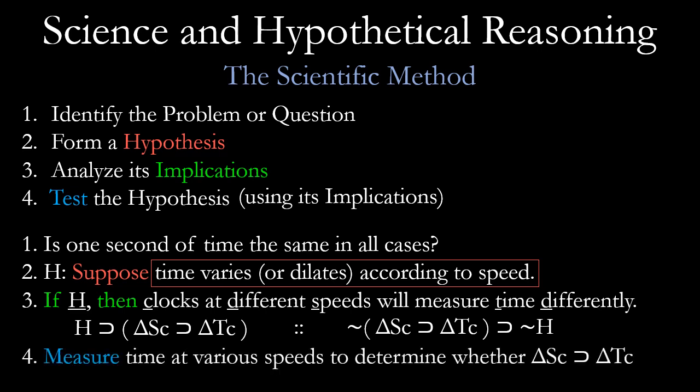So this is really the fourth part. We measure the time at various speeds to determine whether it is actually the case that whenever we see a change in speed, we also see a change in time measurement, right? This is the experimental part. This is where we are testing the hypothesis.